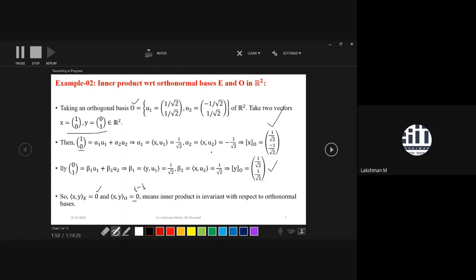So that says that again the angle is preserved, or you can simply say that the inner product is preserved under an orthonormal basis. If you change basis from one orthonormal basis to another orthonormal basis, then the angle between the vectors will not change. That is the ultimate aim of change of basis with respect to orthonormality.